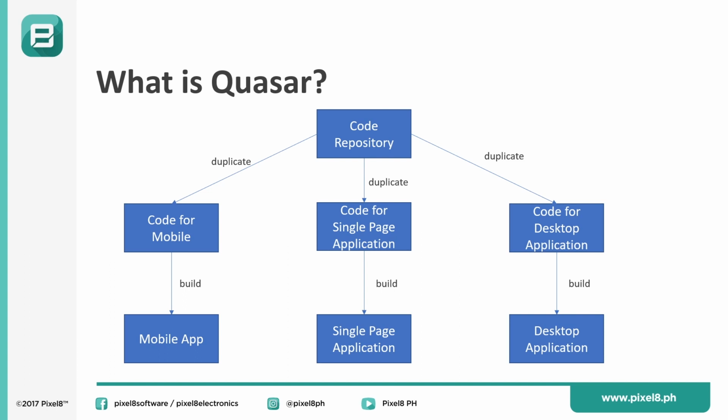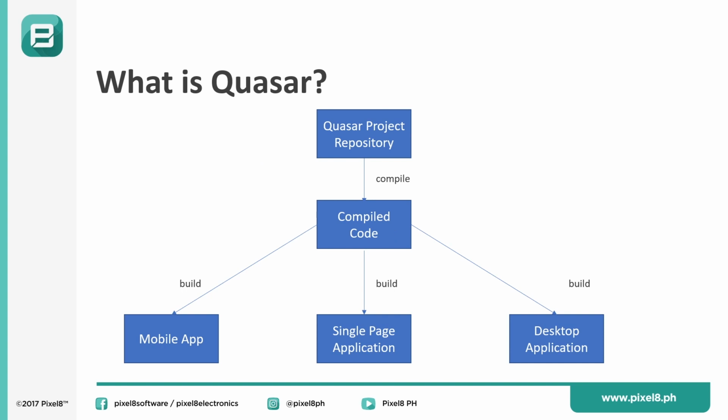But with Quasar, things go differently. Because in Quasar, what happens is you only create a single project repository, and then from that project, we compile it, and then it turns into a compiled code, and then from that compiled code, we build it to multiple platforms. For example, we build it as a mobile app, we build it as a single page application, or as a desktop application. Meaning, we can deploy to multiple platforms using only a single project file. So that takes the hassle out of the previous description, right? From the previous diagram rather.